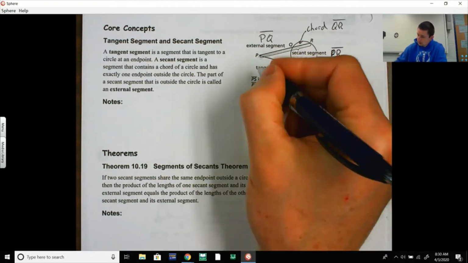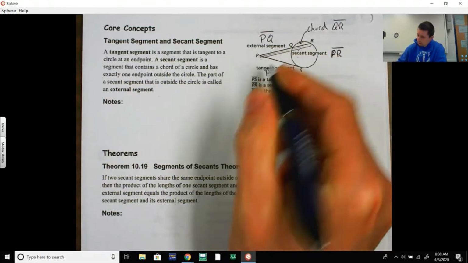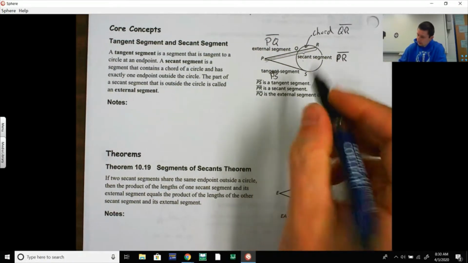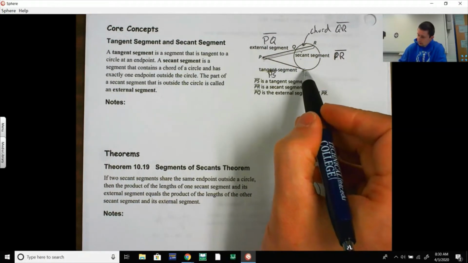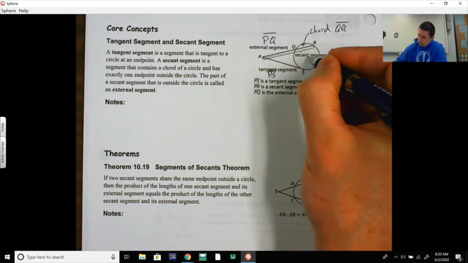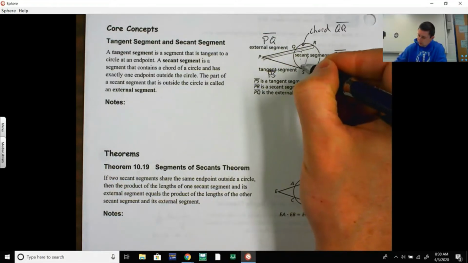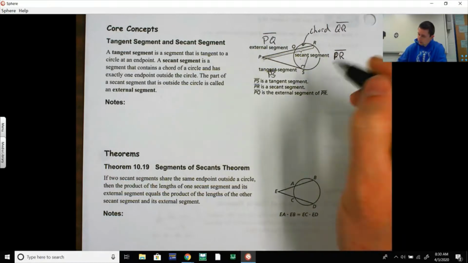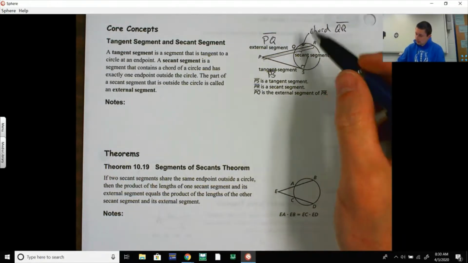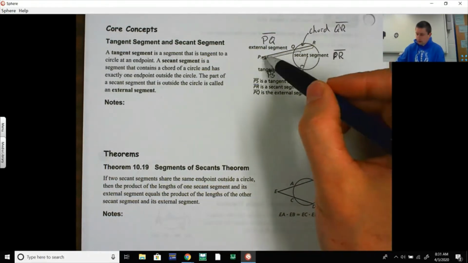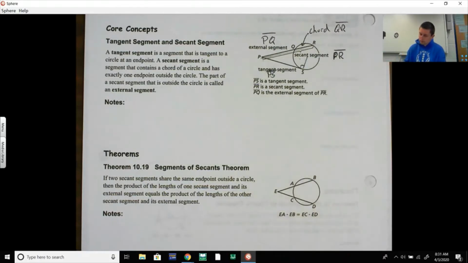And then you have your tangent segment, which is P to S, and all those are written down there. PS is a tangent segment because it intersects at point S right here. Remember, if you have a radius, that would form a 90-degree angle with any tangent line. External segment is on the outside, the chord is on the inside, and the external plus chord is going to give you the secant segment.